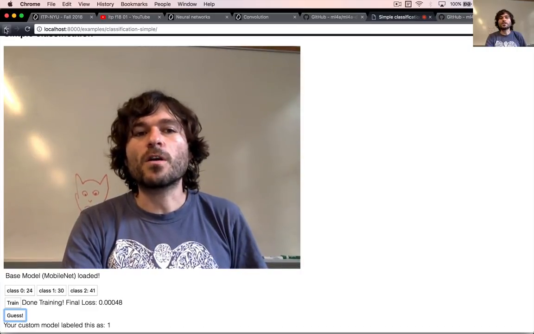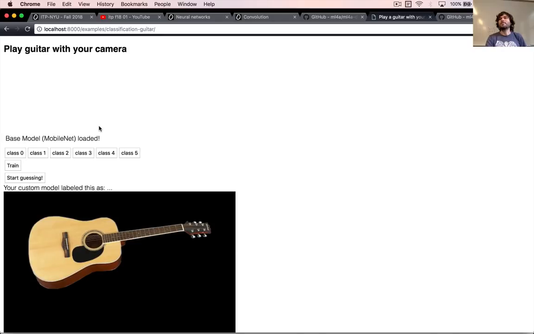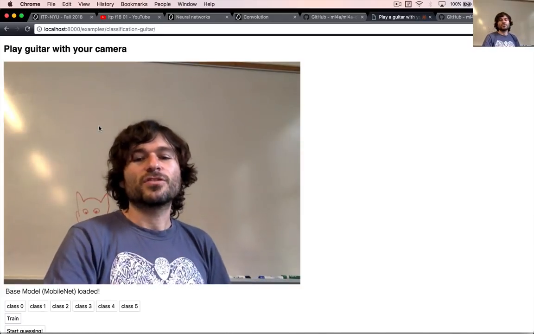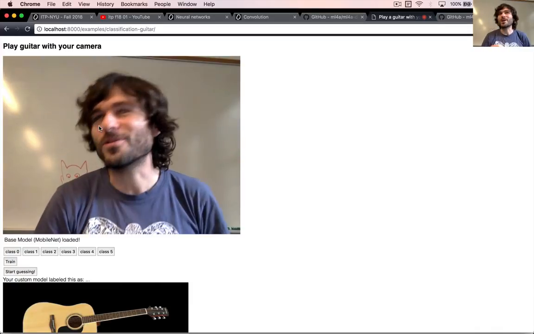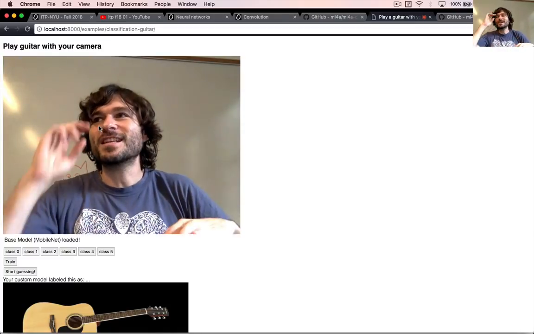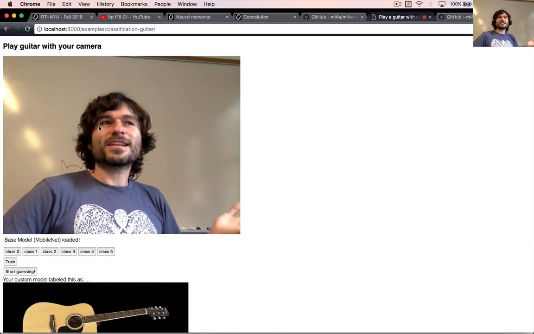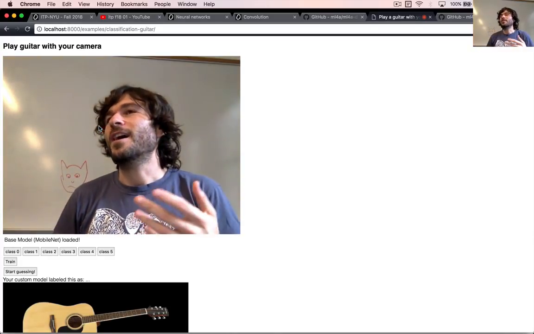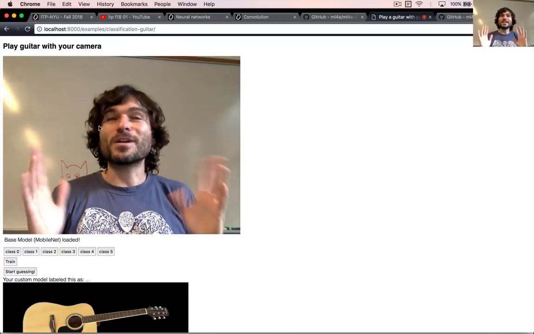Now, a slightly more sophisticated example, which I'm not gonna go through the whole thing, but if you were to click on guitar, it's the same exact thing, except it attaches an action to each of the categories. I don't wanna train it because it'll take too long, but once it starts guessing, it'll guess continuously, and every time it detects class 0, it'll pluck the E string. And every time it detects class 1, it'll pluck the A string. I don't remember exactly which notes, but it goes through a pentatonic scale. So, really simple, right?